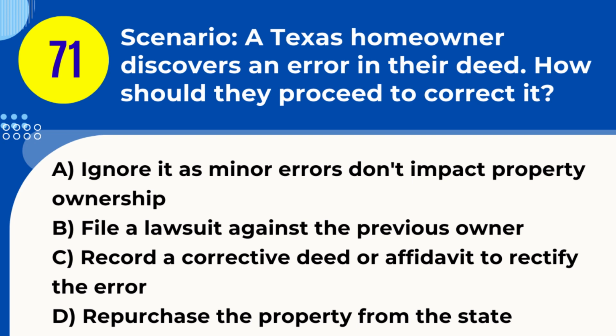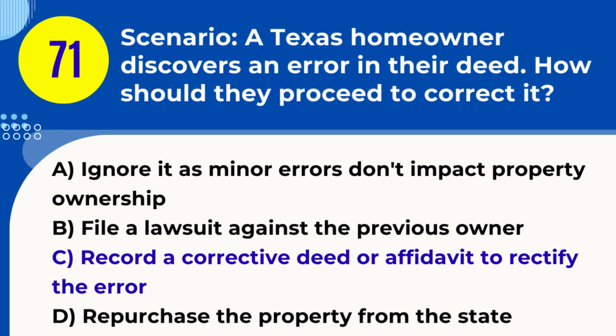Question 71. Scenario: A Texas homeowner discovers an error in their deed. How should they proceed to correct it? A. Ignore it as minor errors don't impact property ownership. B. File a lawsuit against the previous owner. C. Record a corrective deed or affidavit to rectify the error. D. Repurchase the property from the state.